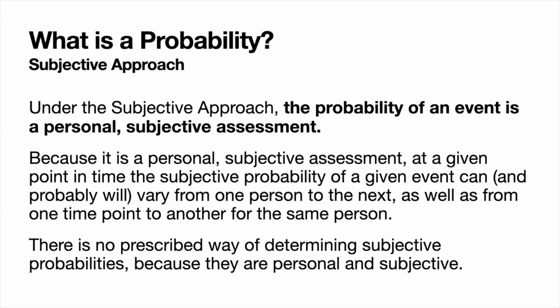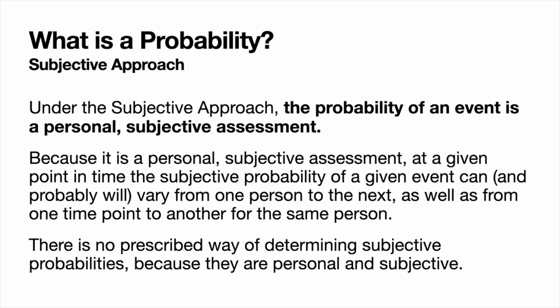Finally, let's look at the subjective approach to probability. Under the subjective approach, the probability of an event is a personal subjective assessment. Because it is a personal subjective assessment, at a given point in time, the subjective probability of a given event can, and probably will, vary from one person to the next, as well as from one time point to another for the same person.